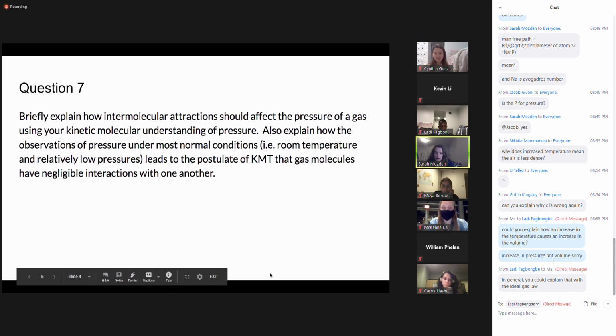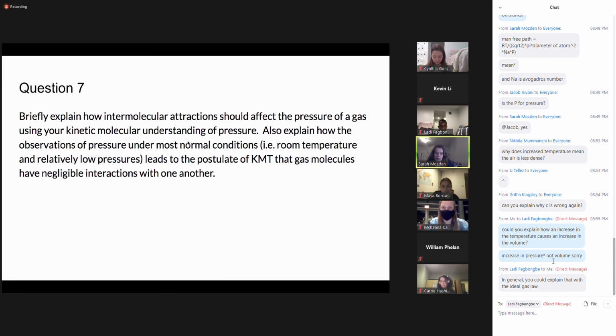Okay, we are going to go ahead and go over this one, and for time's sake, I am just going to go over the answer instead of having one of you guys go over it for us. Here we're supposed to explain how intermolecular attraction should affect the pressure of a gas using KMT. This is an idea that should be pretty cemented in your mind by now, so this should be a relatively easy one for you guys to answer.